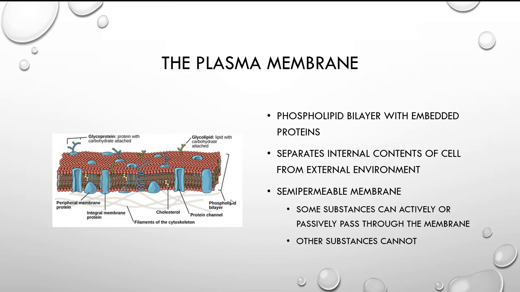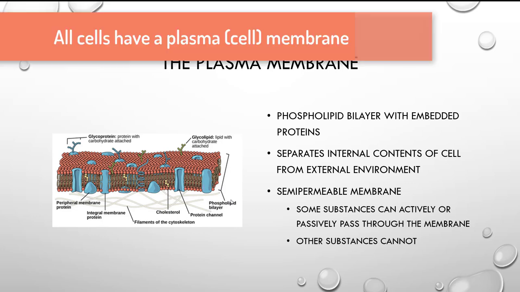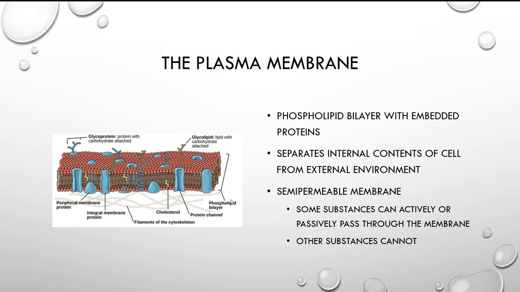So let's get into the different classifications or different types of components of the cell. We're going to start out with the plasma membrane. Remember, all cells have this. It doesn't matter if we're talking about a prokaryote or a eukaryote. All cells have the plasma membrane.